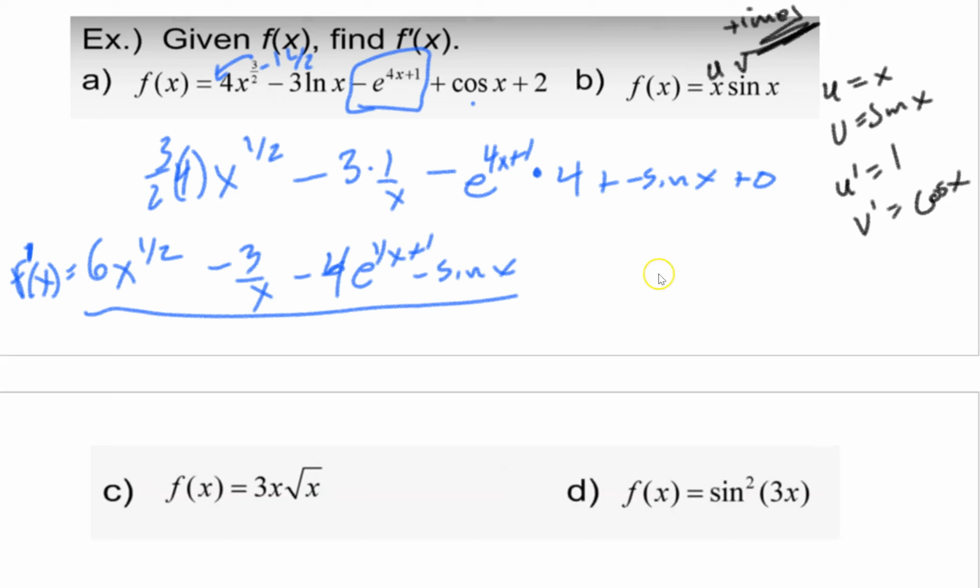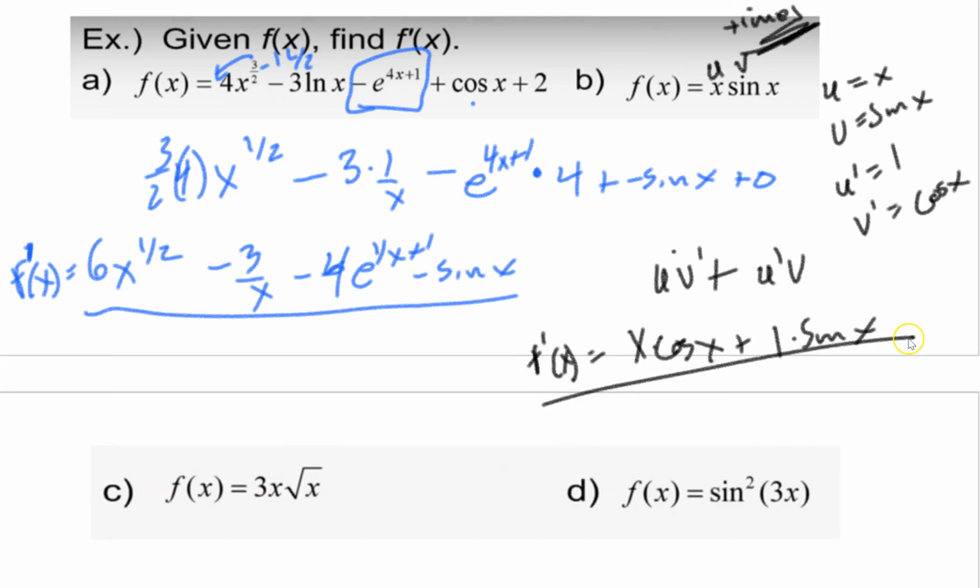And that's it, you just put it in the formula. So u times v prime plus u prime times v. It doesn't matter which one's which. So u is x times cosine x plus u prime, 1, times sine of x. There we go. That's the derivative of that one. Good old product rule.